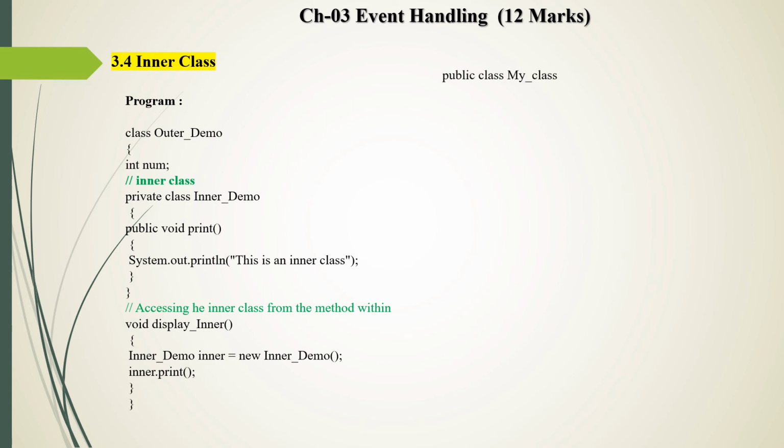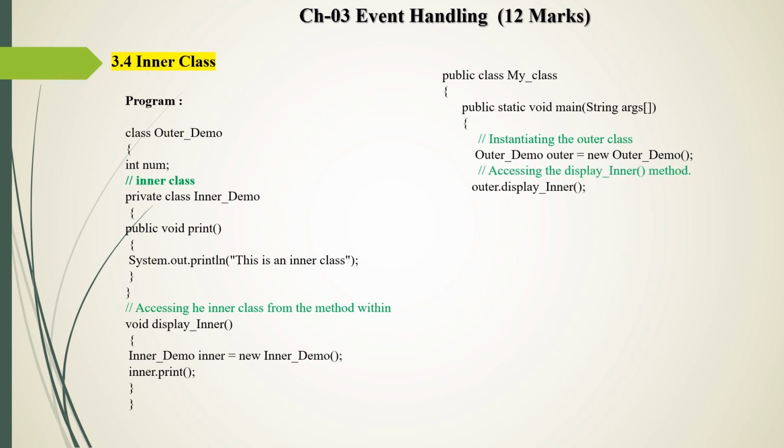Then we define another class, public class MyClass, and inside that class we define the main method, public static void main, String arguments. Then we create the object of the OuterDemo class, and then by using the object we call the method displayInner. So this is a simple program, an example of inner class. Remember, we can define one class in another class, and that concept is called inner class. The output of the program is displayed like this: this is an inner class. So this is about inner class.